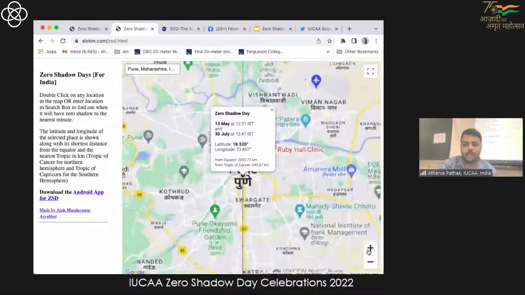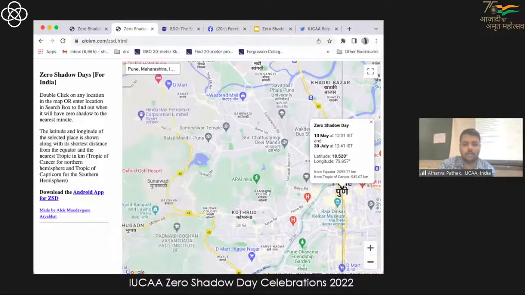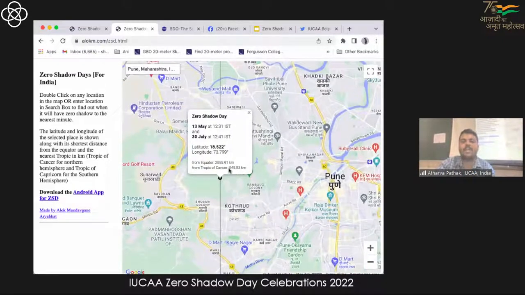You can zoom into this map, and let's say if you wanted to see the zero shadow day from ARAI Hill, I can double click here and immediately find out the latitude and longitude of that place, how far that place is from the Tropic of Cancer, and how far it is from the equator. Those distances are also given. And when will be the next zero shadow day?